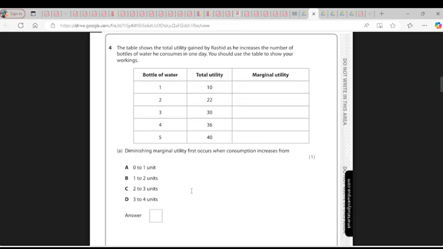Is it clear? Yes, sir. So let me have the paper. I think you understand it now, right? I understand. Yeah.